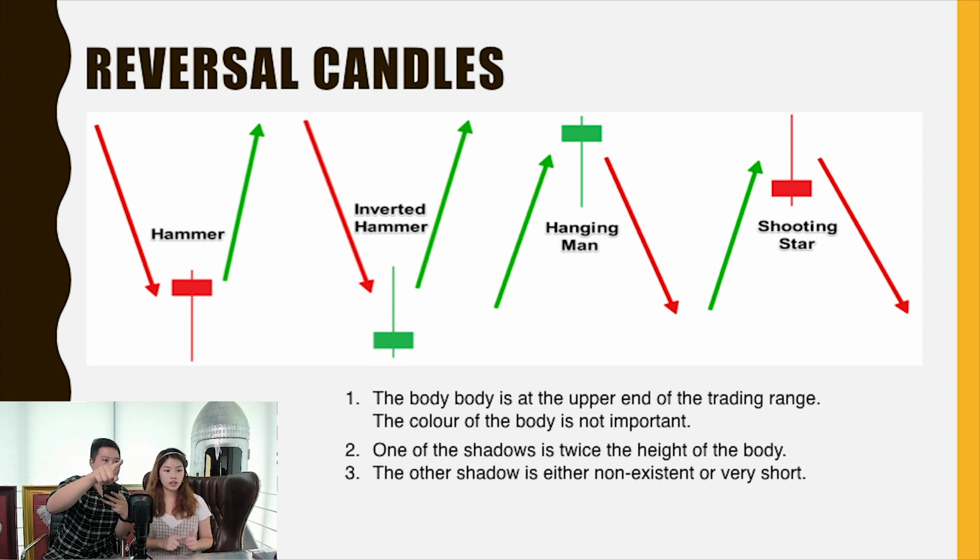So at the top of a trend, a bearish spinning top. No, it's not a spinning top, because one of the shadows is twice the height of its body. So it's an inverted hammer, but it's red and it's at the top of a trend. They're all indicating reversals.